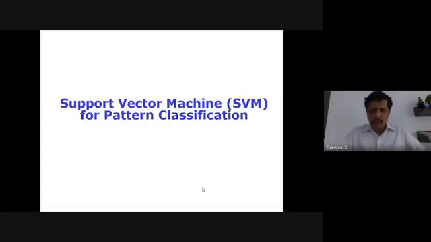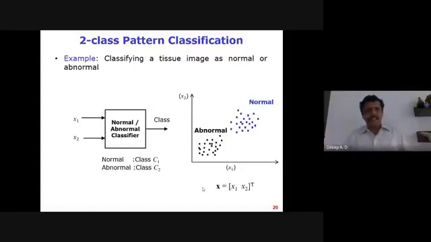Keeping this in mind, let us move to the classification technique. I hope that you are all aware of what the classification technique does, and in the previous session the professor might have given a very nice introduction about classification and various other techniques. Here the support vector machine is a two-class classification technique. To understand this, let's take the same two classes, classifying the tissue images as normal or abnormal.